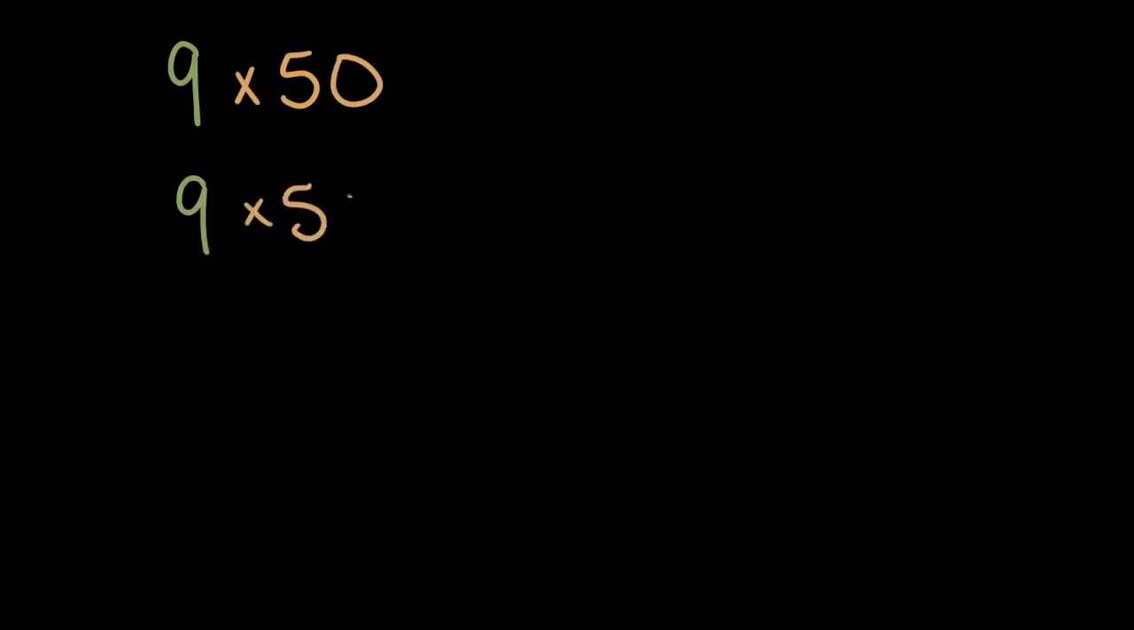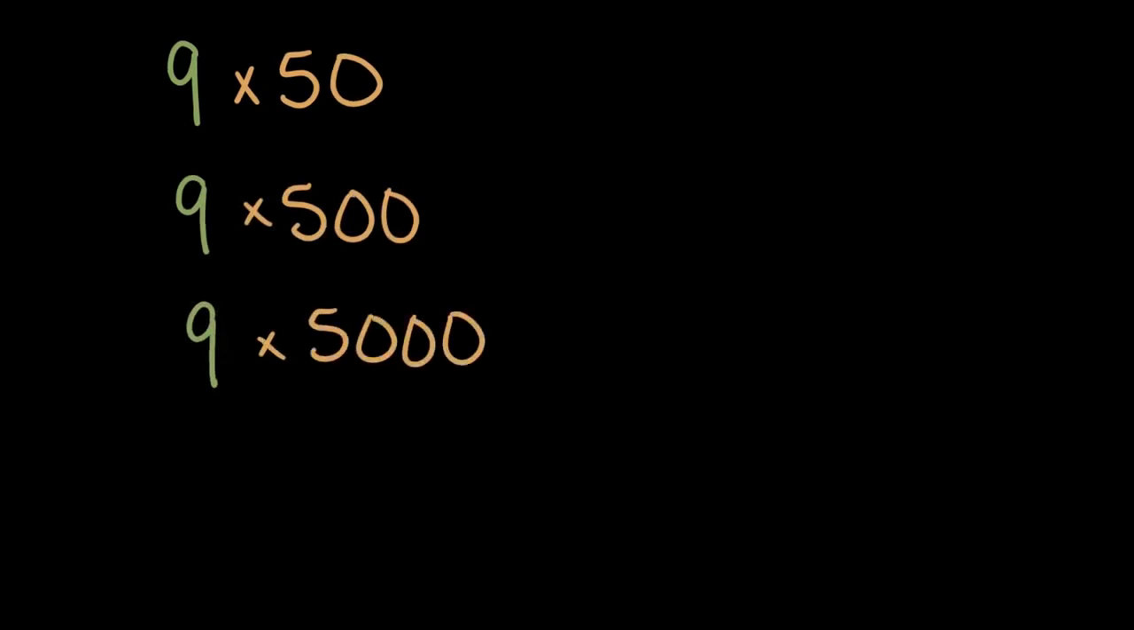Let's look at this as a pattern. If we show this as a pattern, let's do something like 9 times 50. And then in another one, let's do 9 times 500. And in one last one, we can do 9 times 5,000. I encourage you to pause here and see if you can work these out. See if you can come up with solutions for these three expressions. And now we can work them out together.